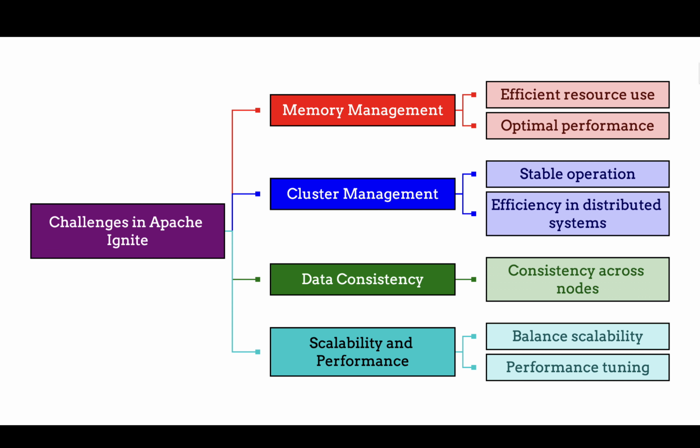Challenges in Apache Ignite. 1. Memory management. Efficiently managing in-memory resources is crucial for optimal performance. 2. Cluster management. Ensuring stable and efficient operation of distributed clusters can be complex. 3. Data consistency. Maintaining data consistency across distributed nodes is a significant challenge. 4. Scalability and performance. Balancing scalability with performance requires careful tuning and configuration.